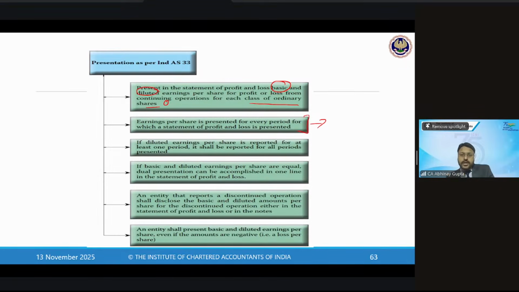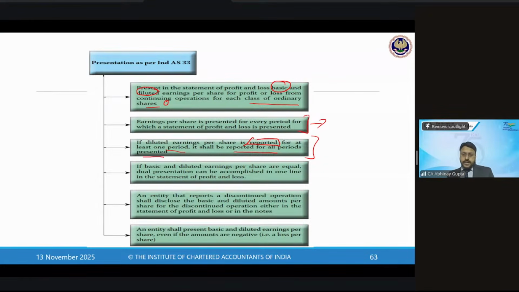If diluted earning per share is also reported for at least one period, it shall be reported for all the periods. So, if the company is preparing the financial statements for the current year and they are also presenting the comparative year, then if the diluted earning per share is being computed for the current year, then it also needs to be presented for the previous year. It cannot happen that we present it only for the current period or for any period for which we want to present. No. So if it is applicable, then it needs to be presented for all the periods presented in the results.